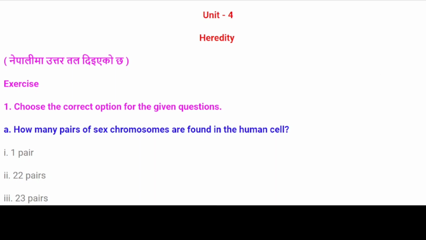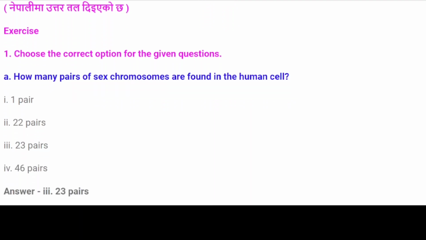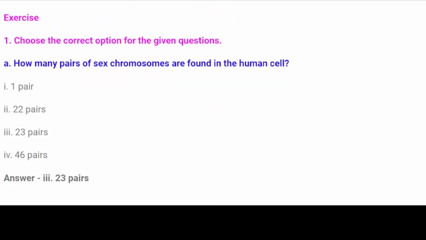Unit 4. Heredity. Exercise 1. Choose the correct option for the given questions. A. How many pairs of sex chromosomes are found in the human cell? 1. 1 pair. 2. 22 pairs. 3. 23 pairs. 4. 46 pairs. Answer 3. 23 pairs.